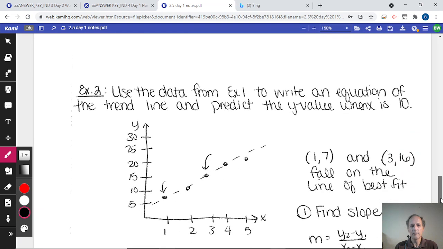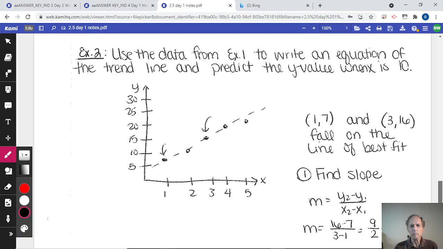So now we're going to take this a step further. Use the data from example 1 to write an equation of the trend line and predict the y value when x is 10. So much for just saying it looks like a line. We can draw a line.